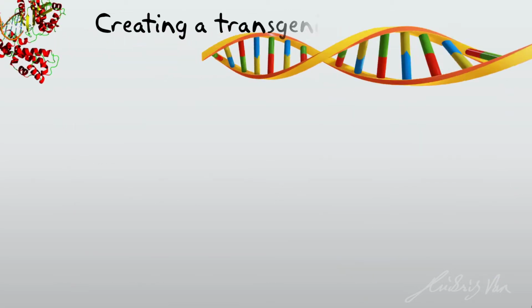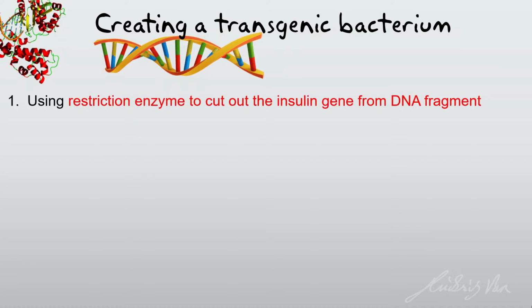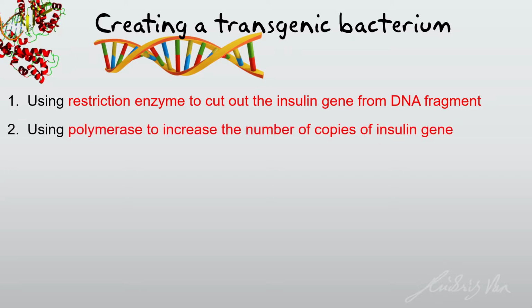To put what we have learned in words, first we use the restriction enzyme to cut out the insulin gene from our DNA fragment. Then using polymerase, we increase the number of copies of our insulin gene so that it is easier for us to insert them into the plasmid.